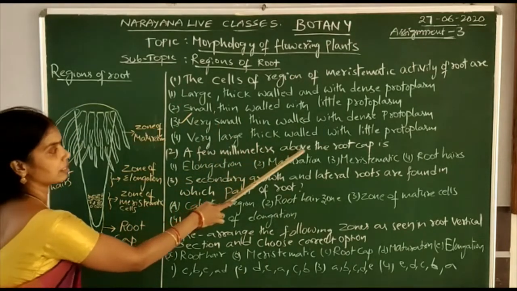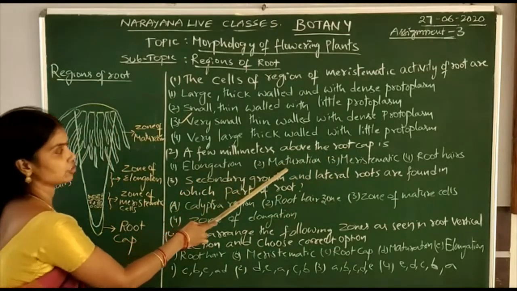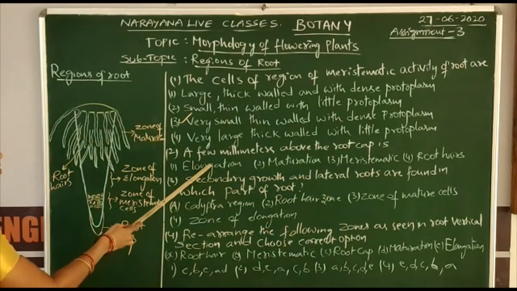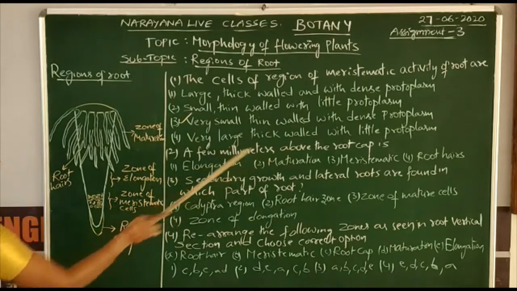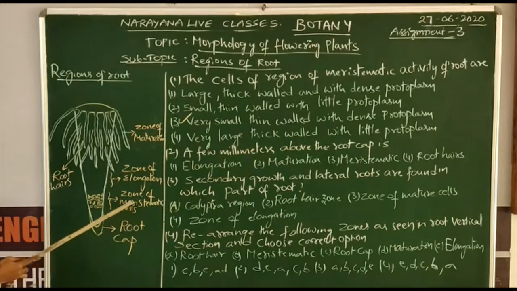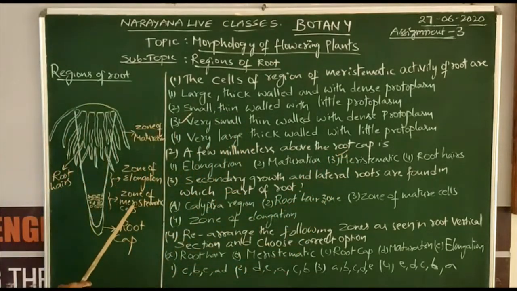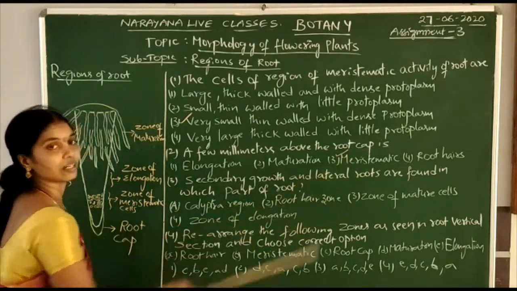A few millimeters above the root cap is: options: elongation, maturation, meristematic, root head. So they are the zones, children. Now see the figure. Here you can identify what is a few millimeters above the root cap. So what is present above the root cap? It is the meristematic zone. So seeing the figure you can answer. Above the root cap, what is present? Zone of meristematic cells. So the option is third.